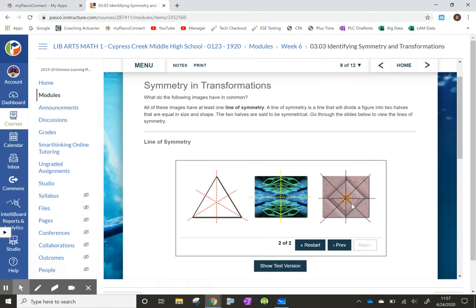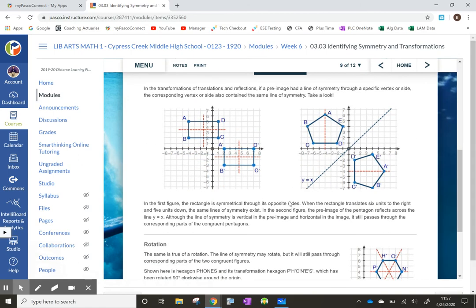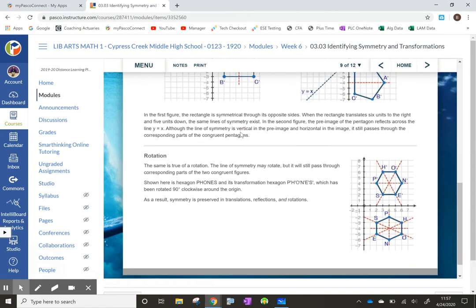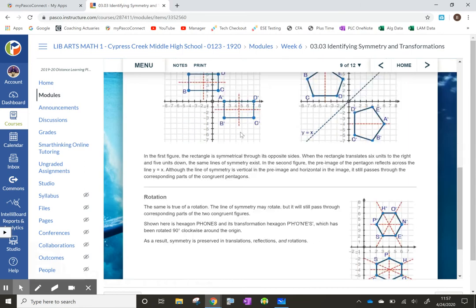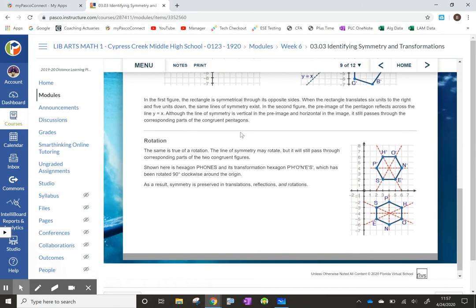I think we got them. I think we did them all correctly. It doesn't say it, but you can see those lines are the same lines that I was drawing. So we're good. That's something to keep in mind when we're looking at our transformations, is that they should still have the same lines of symmetry.